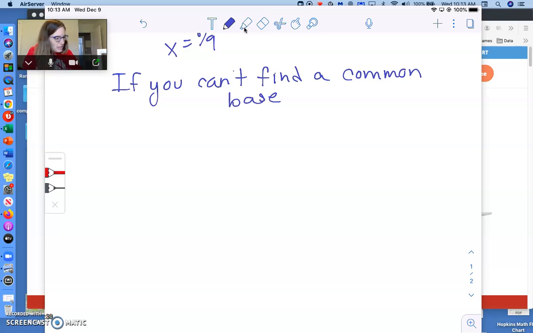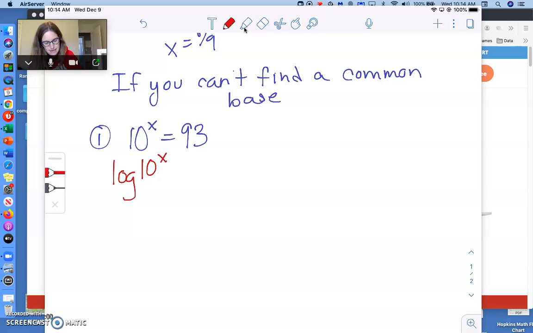So let's take a look at a problem here. Let's say we have 10 to the x equals 93. 10 and 93 definitely don't have a common base, so we're going to use this idea of logs. To each side here, I'm going to add a log. So I'm going to say log of 10 to the x equals log of 93.